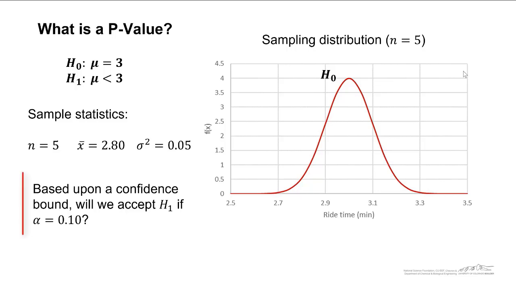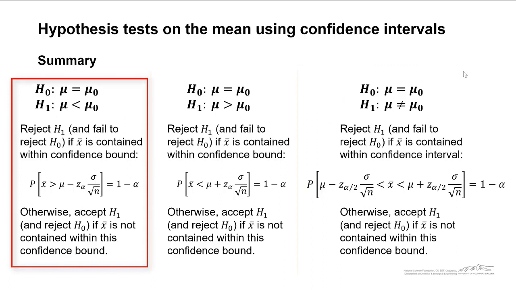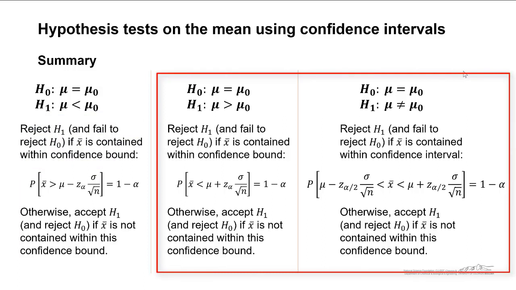If we had an alpha, a risk level of 0.10, and based upon the confidence bound approach, will we accept the alternate hypothesis? Recall that for a lower tailed test, we can set up a confidence interval, x bar greater than mu minus z alpha times sigma over root n, and we're going to reject the alternate if the sample average is contained within that confidence bound. And we have similar criteria for an upper-tailed and a two-tailed test.